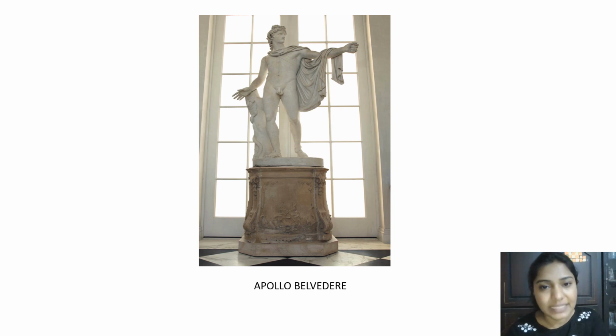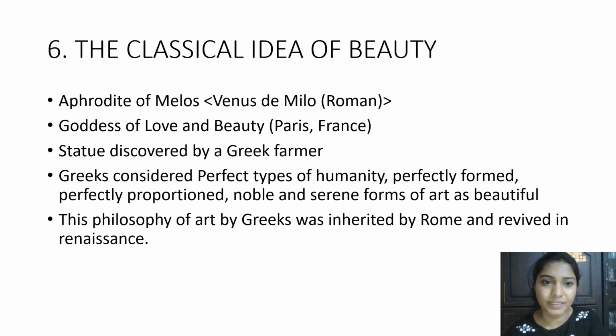Now this athlete is beardless, he is naked, his body is smooth, and you can see how perfectly it has been made. It has been perfectly carved out, and it looks like a human figure, right? So this is the sculpture of Apollo Belvedere, and the Greeks call it classical art. So this is an example of the classical idea of beauty.